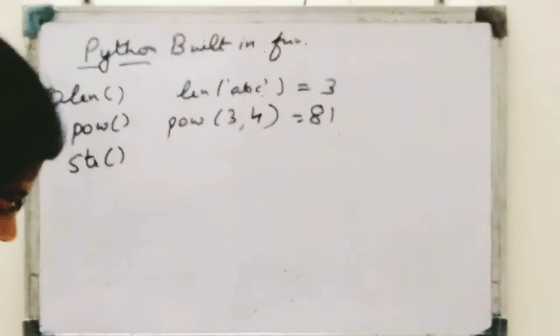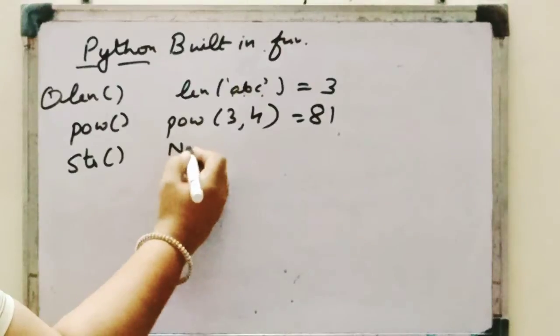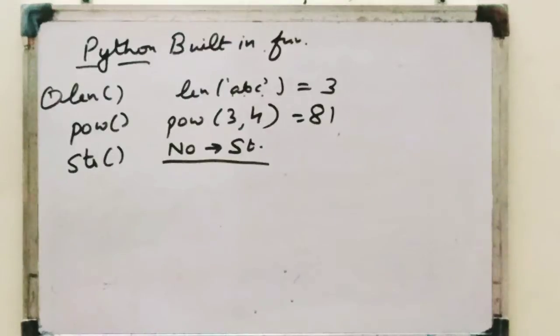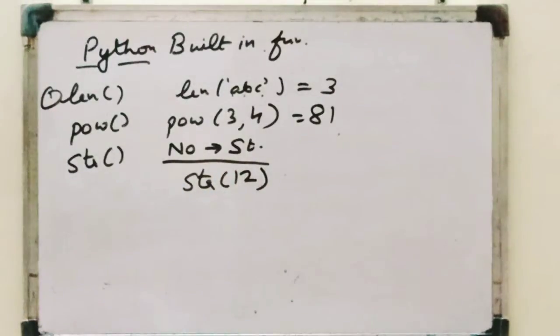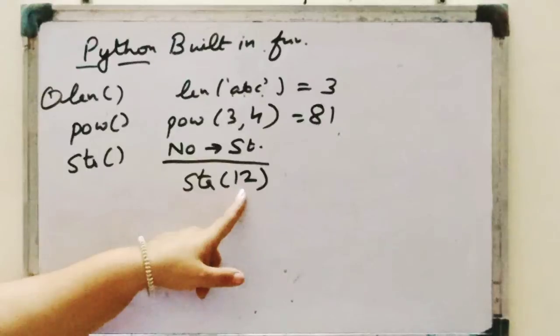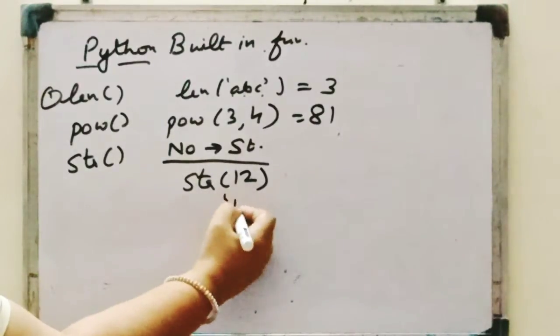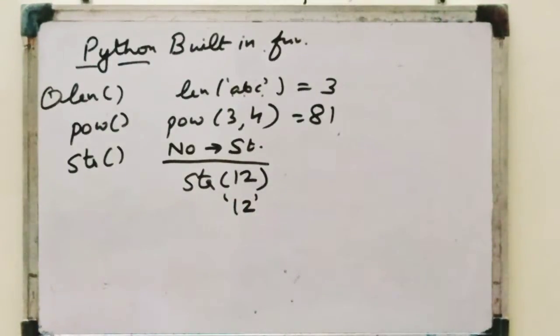Then the str function. The str function basically converts a number to a string. Whatever the number is, it will convert that number to a string. If I write str(12), now this is a number, but I am using str here. So this number is converted into a string. The answer will come in quotes, because a string has quotes.